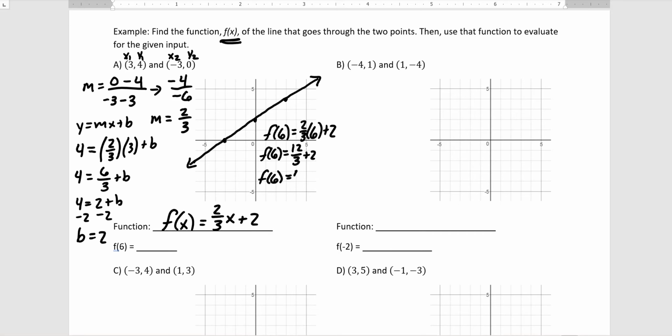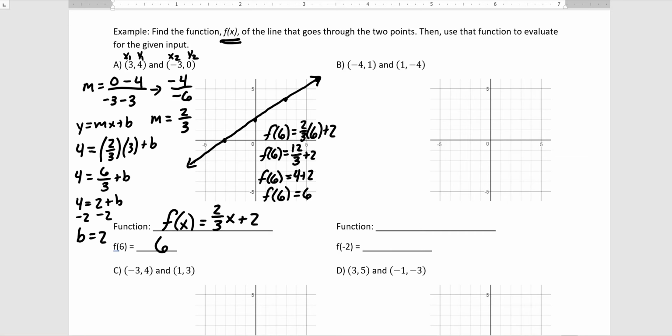So f of 6 would equal 4 plus 2. And 4 plus 2 is just 6. So f of 6 would equal 6. And if I look graphically, over 6 looks like, yeah, that'd be about up 6. Very nice. All right. Let's try one more together.